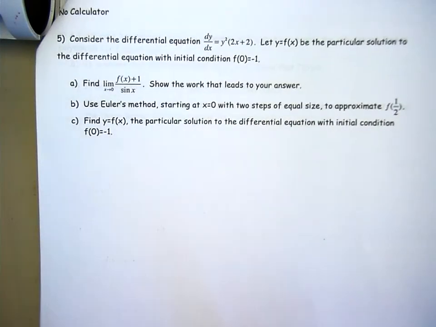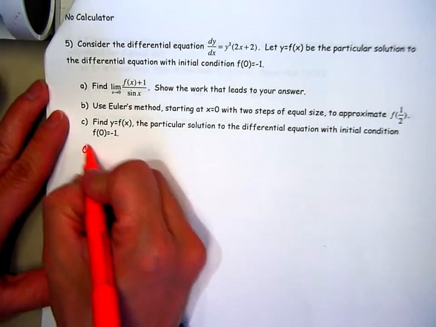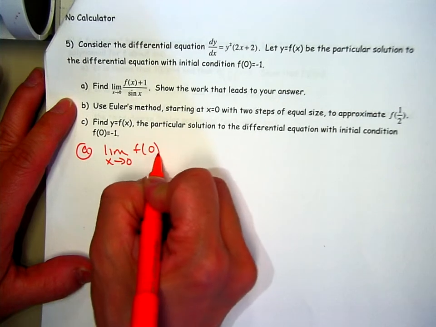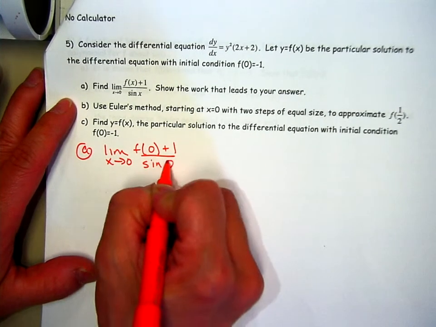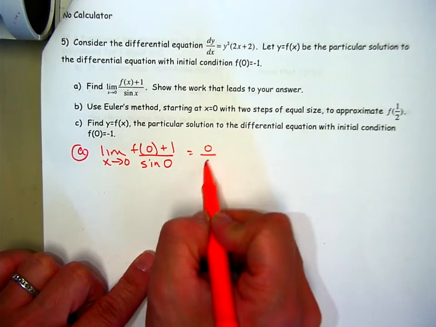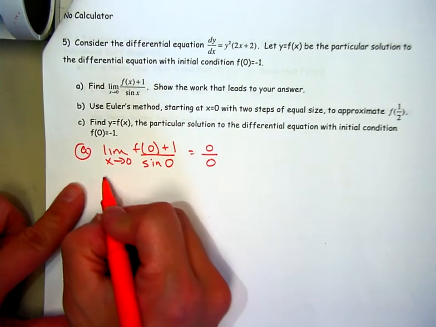Okay, this is my differential equation question. First problem is a limit question. Anytime I see a limit, the first thing I should do is a direct substitution. So if I plug in 0, f of 0 is -1, so I get 0 on the top, 0 on the bottom. So that tells me I need to do L'Hopital's rule.